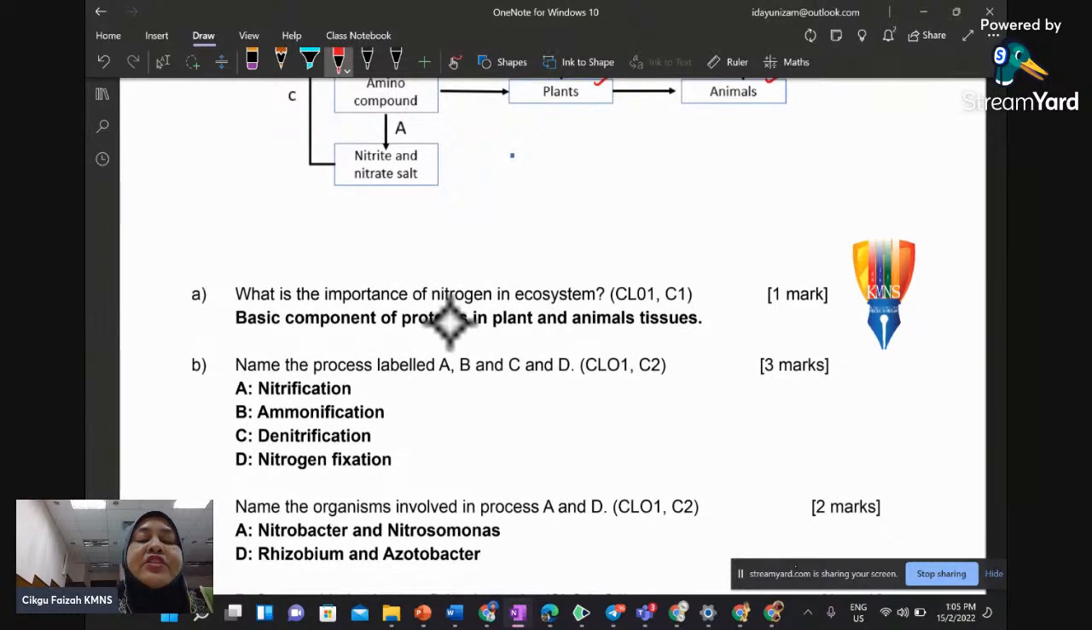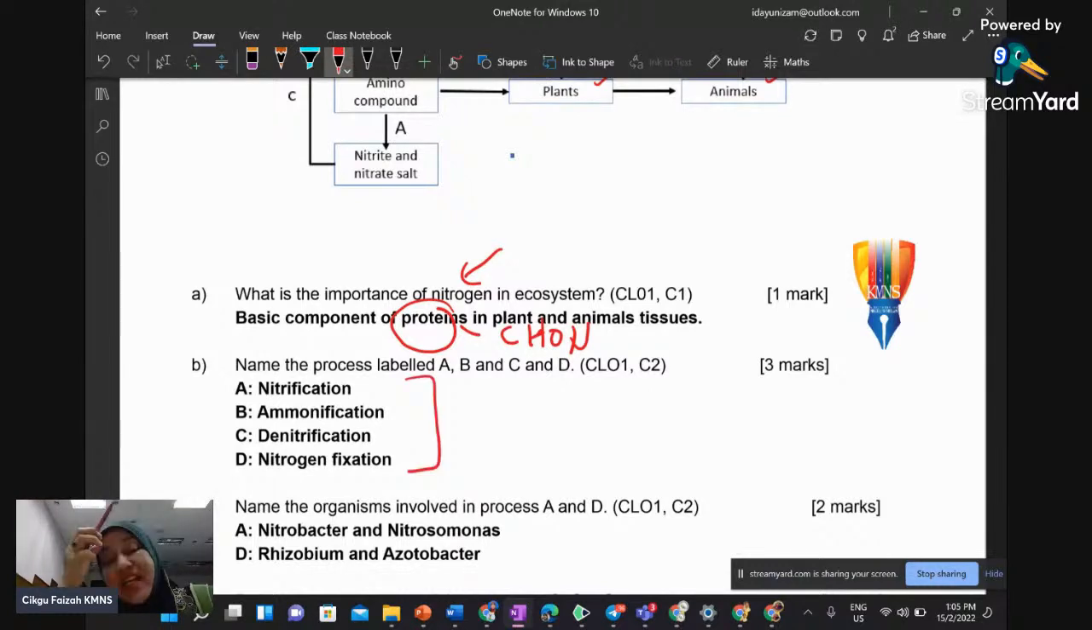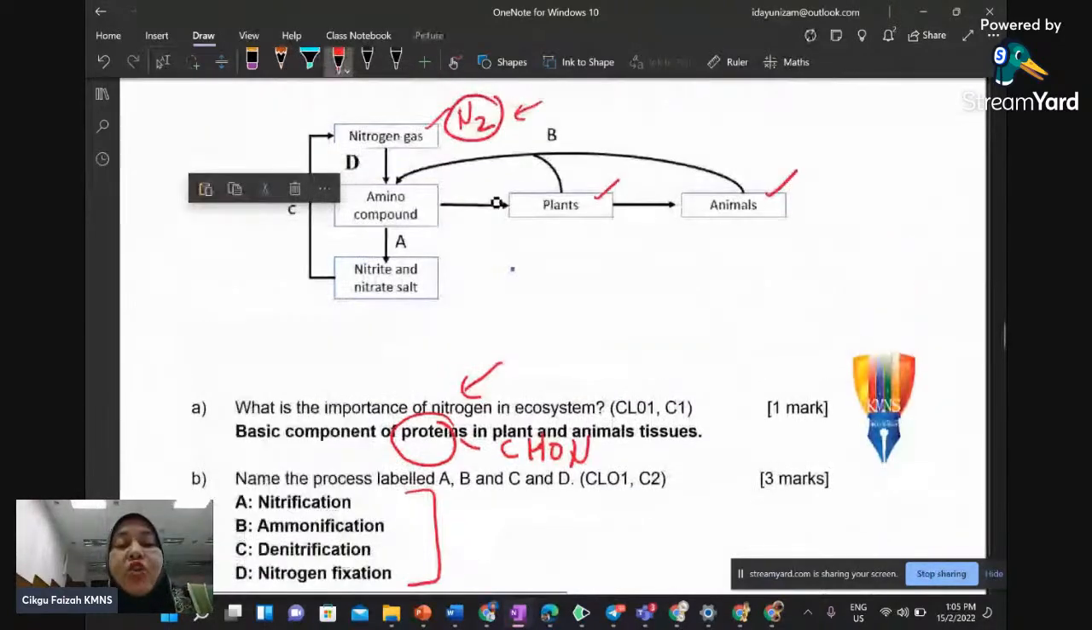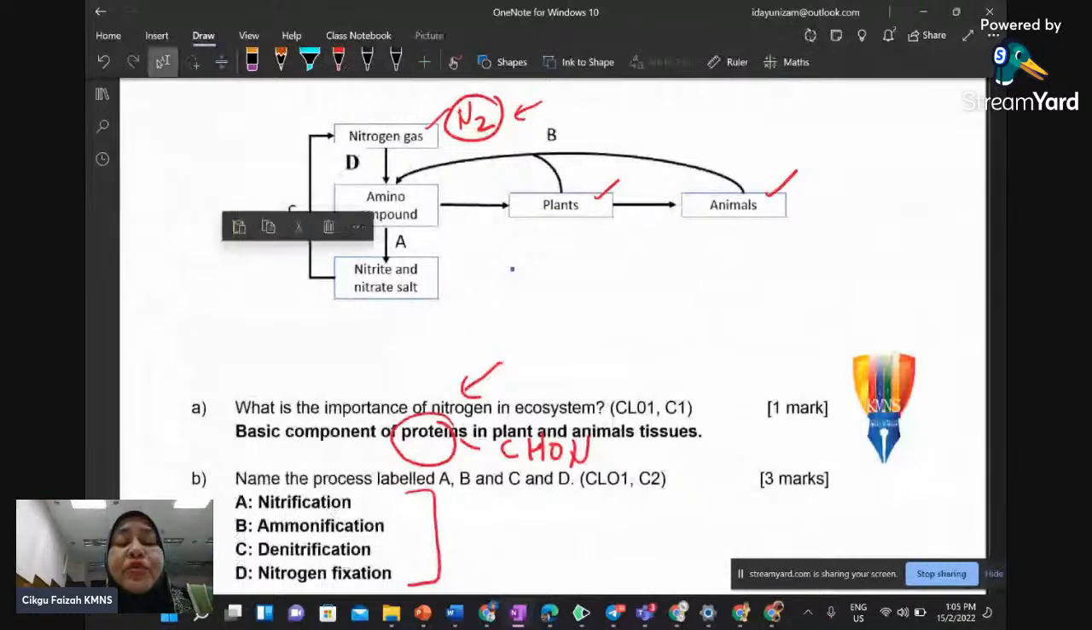Because as you all know, the nitrogen element is part of protein elements. Kalau sebut saja protein, the common element is CHON: carbon, hydrogen, oxygen, nitrogen. So these are the four processes that are involved in the nitrogen cycle: nitrification, ammonification, denitrification, and nitrogen fixation. So you all kena tengok pada this diagram shows.